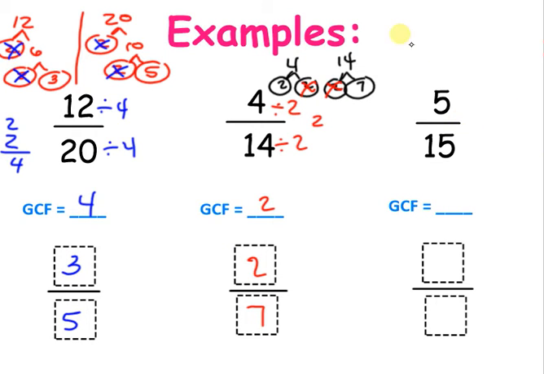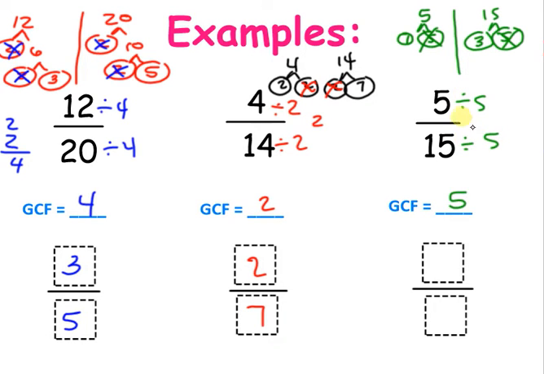All right, over here I have 5 and 15. I'm going to make a factor tree real quick. These guys are pretty quick. Okay, and I have a match here with the 5s, and that's about it. So my GCF is 5. Now step 2, I'm just going to divide the top by 5 and the bottom by 5. 5 divided by 5 is 1. 15 divided by 5 is 3. And so my new simplified fraction is 1 over 3.